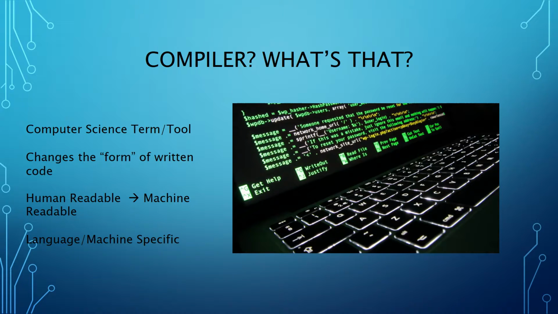Compilers are generally also language and machine specific. When I say machine specific, I mean a program that's compiled on a compiler meant for Windows couldn't be run on a Mac, and vice versa. And when I say language, I don't mean English, Spanish, or any of the spoken languages. I mean languages like C or C++. You can't use a Java compiler to compile C++.